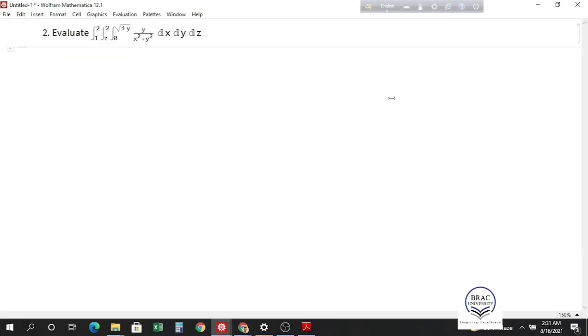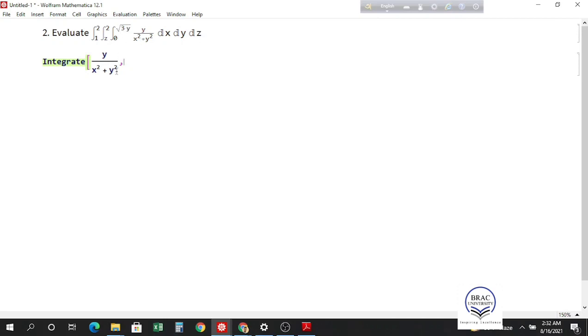I'll solve this triple integral using the integral sign. You can do a double integral in a similar way using the integral sign. First I will do this using the Integrate function, then I will use the integral sign. So let's write Integrate, and inside the square bracket first you put the expression y divided by x squared plus y squared, and then I put the limits in reverse order. For dx dy dz, I put the limits of z first, then y, then x.